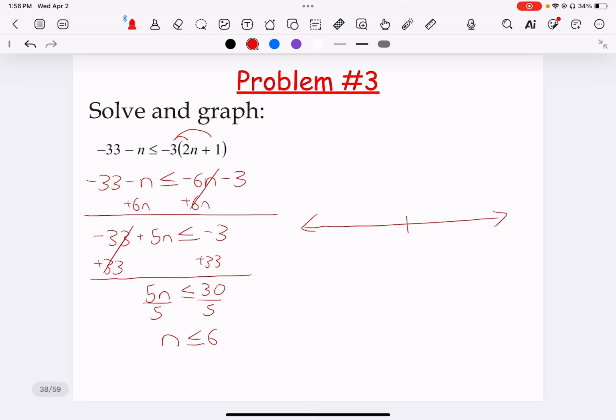So I put 6 in the middle on my number line, 7 and 8 to the right, 5 and 4 to the left. Since it's less than or equal to, it's going to be a closed circle. And since it's less than, it's going to go to the left.